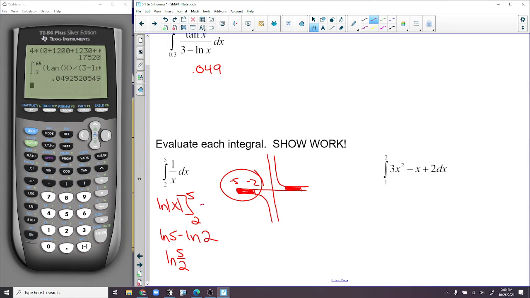1 point for the antiderivative, 1 point to show me that you've evaluated, and then 1 point if we have to simplify the answer. Sometimes we don't. Any questions on how I'm going to grade these? All right, try the next one. And I would practice it like you want full credit for this. What would that look like?